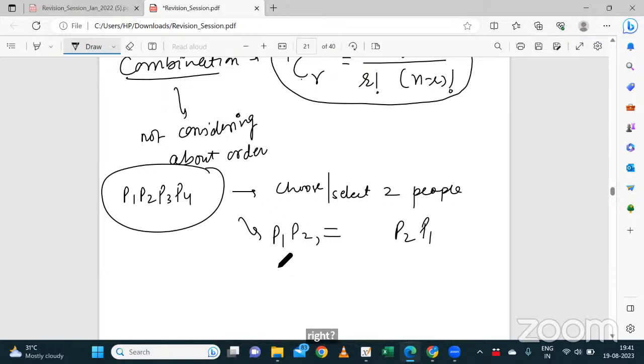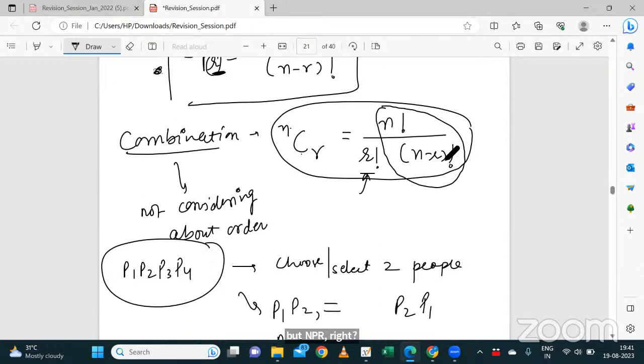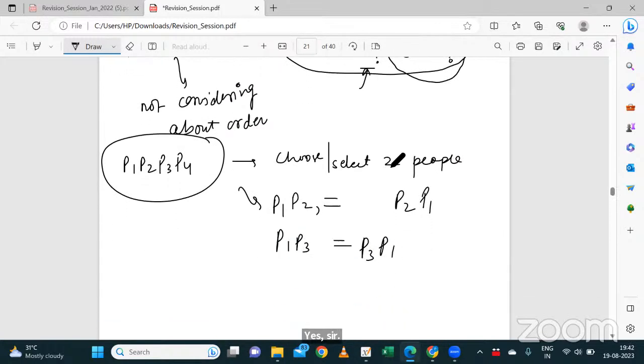Basically, suppose I have selected P1, P3. This is the same as P3, P1. Correct? So in the case of combination, we are not going to consider the order. That's why we are dividing by r factorial. What is this? This is nothing but nPr, right? So I'm not going to consider the order, and I will divide by that factorial. Are you getting it?